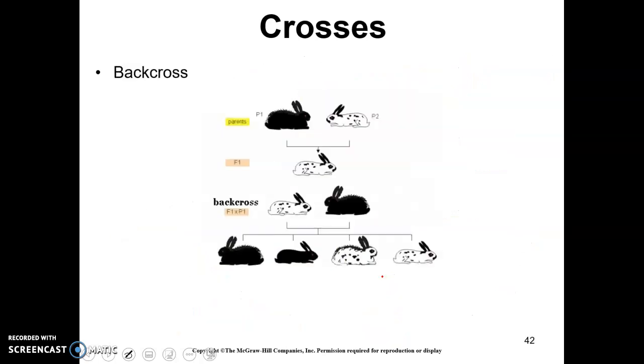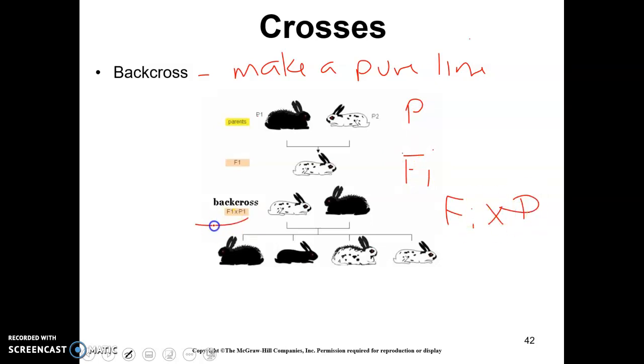And our third and final cross is our backcross. This is usually used to define a pure breed. Okay, you want to make a pure line. So what you do is you have your parents here. We mated our parental generation and got our F1s. We then take the F1s and mate them with the parents.